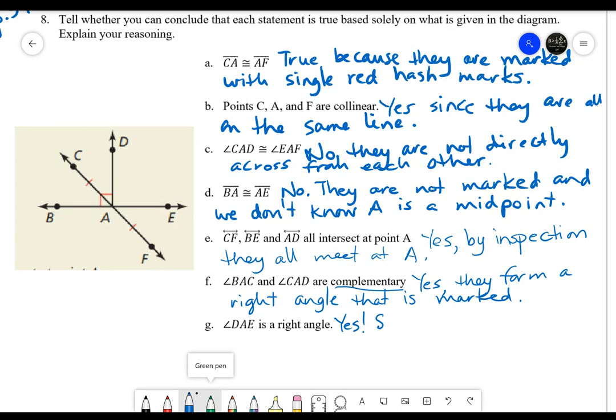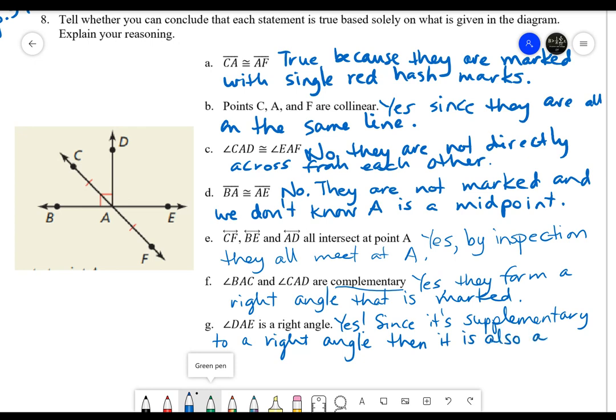Yes. Okay, but the explanation is, since it is supplementary, or you could say it forms a linear pair to a right angle, then it is also a right angle. And that's the only way that can happen. So because you have this one, you automatically also get this one too.